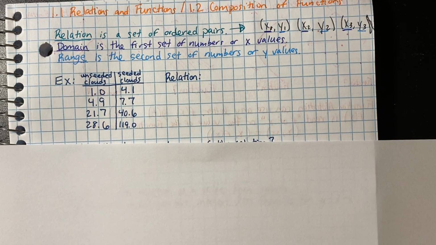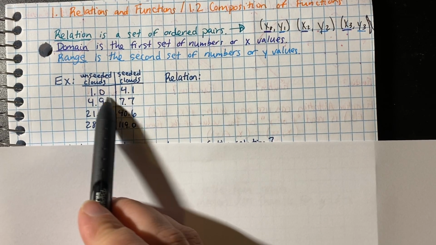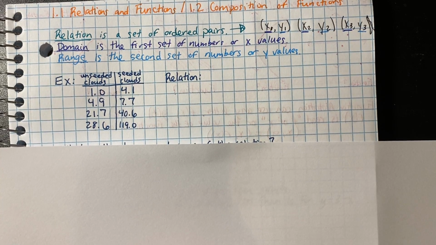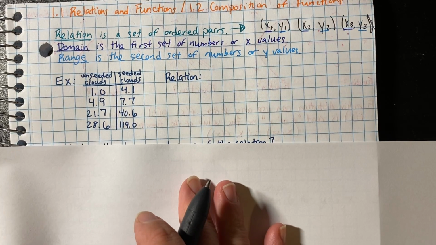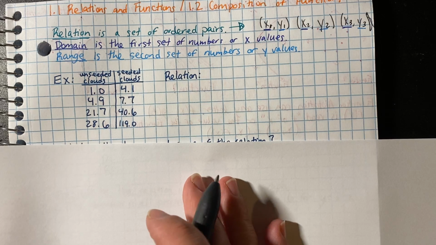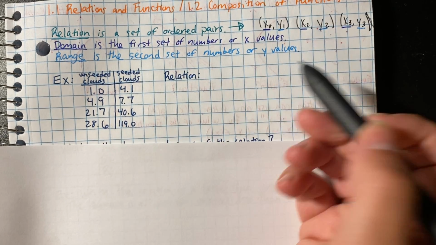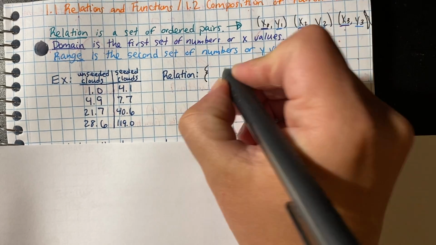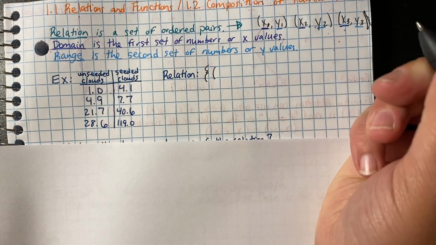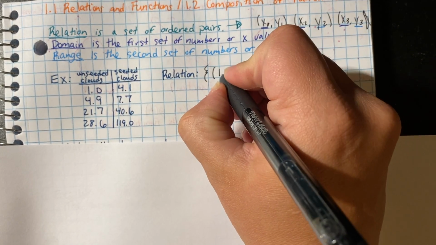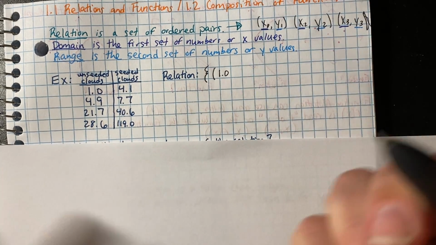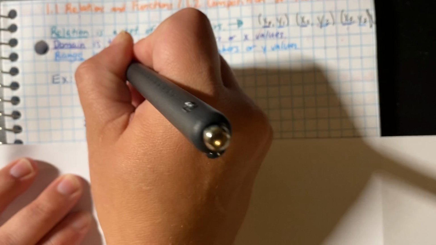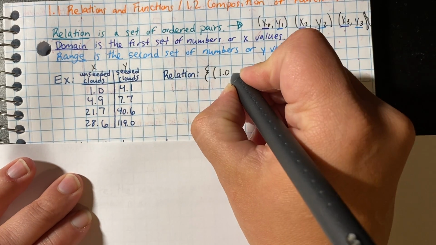We have unseated clouds and seated clouds, something to do with some question in the book. So our relation is going to be these written as an ordered pair. Usually you'll see one of these lovely little curly brackets. Okay. So I could even write it over here. We're just going to make this column the x's, this column the y's, and write these all as ordered pairs.